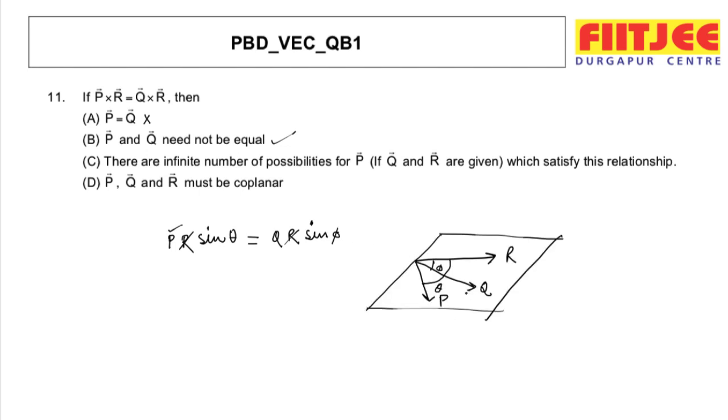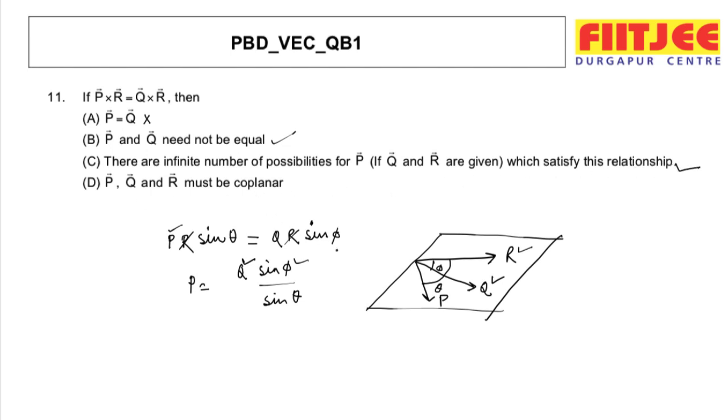from this diagram you can see that Q and R, the angle between them is phi, P and R, the angle is theta. So if Q is fixed, R is fixed, then phi is also fixed. So what is the value of P? Then it is Q sine phi by sine theta. Now Q and phi are fixed, but there is no fixed value of theta. So theta and P, both of them can vary, and we can find infinite number of solutions of this equation. Option C is a correct option.